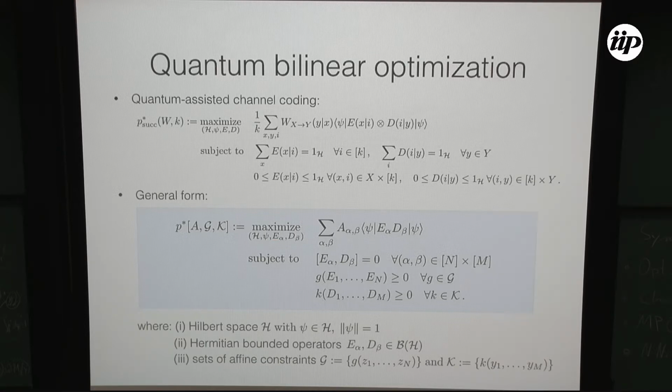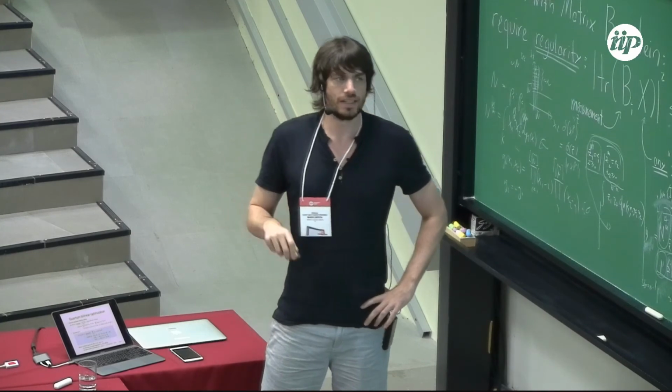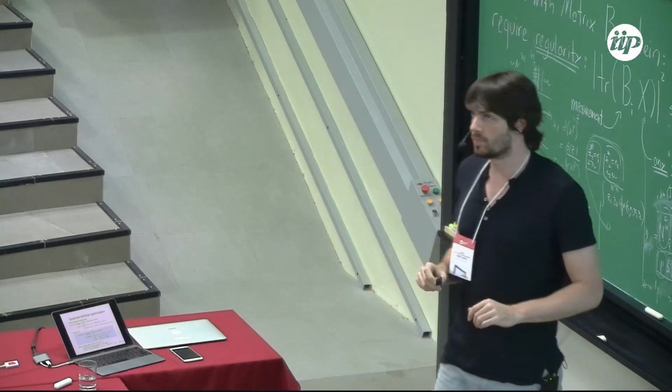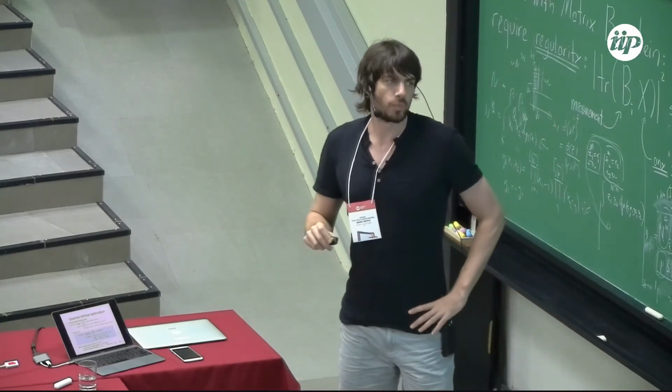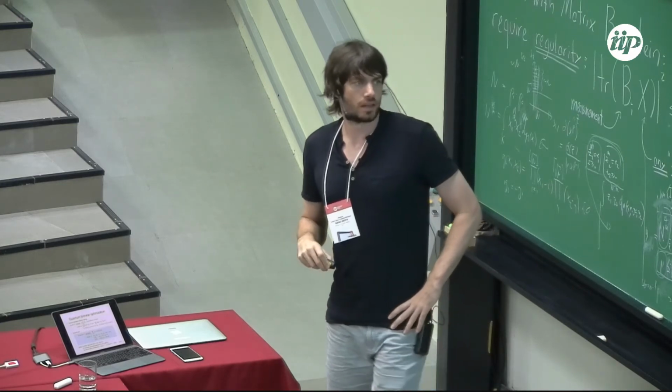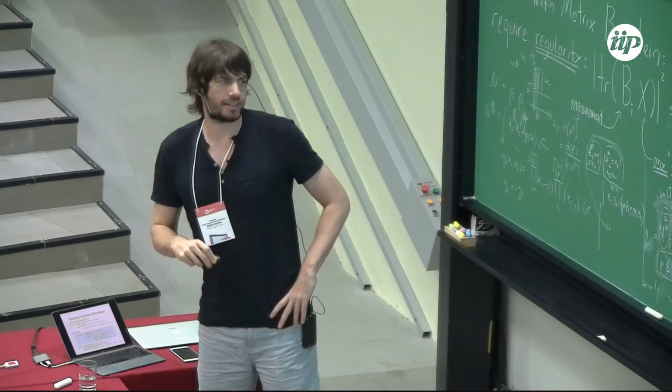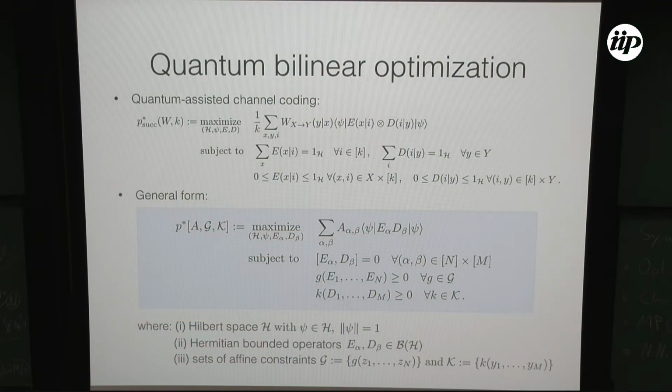Now, this E and D don't necessarily need to be encoders or decoders. They could be any non-commutative variables realized on this space H, and here you have the inner product with the phi vectors, and then the constraints here. Before, we just had that E and D had to be a POVM, but in general, we can cover any types of affine constraints, or a set of affine constraints.